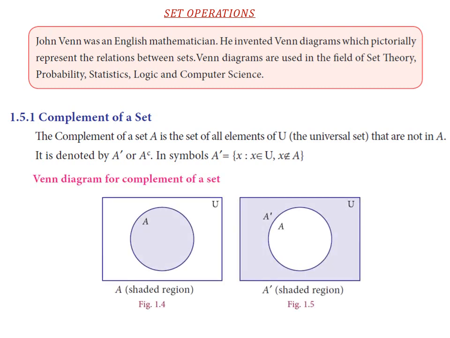By this diagram you can easily understand. Venn diagram for complement of a set. First one is A, the shaded portion. In the second one, A dash, the shaded region is other than A. So in the universal set, everything other than A is the complement of A. Understand?